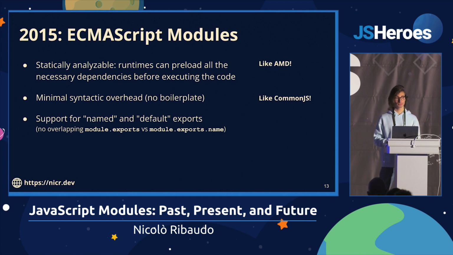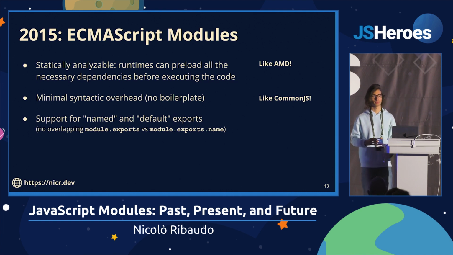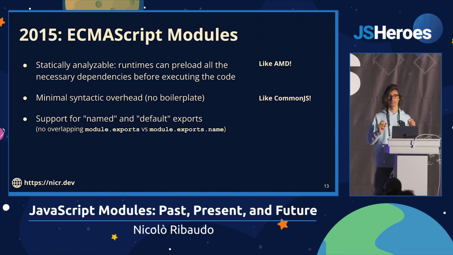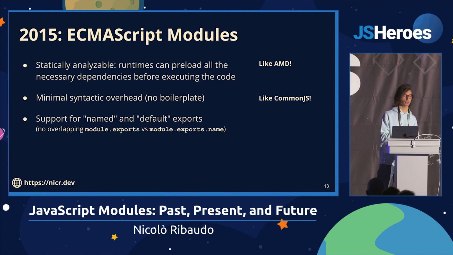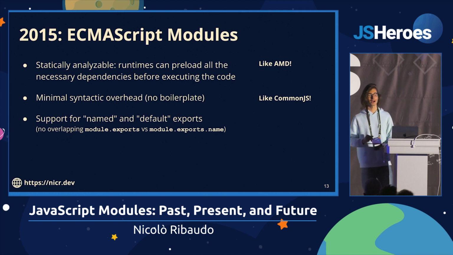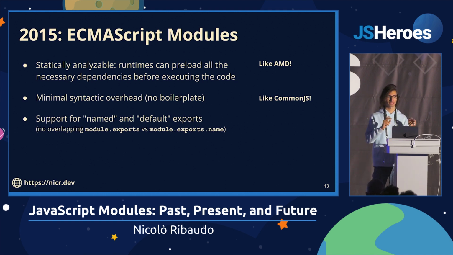One of the most important things about it is that it's statically analyzable. So exactly like in AMD, the browser can preload all the dependencies asynchronously, and then after everything's loaded, it can synchronously execute your code. However, ECMAScript modules, or ESM, do not need a wrapper function to declare dependencies somewhere else and then use them in another place. So it's more similar to CommonJS in this, as in you just have a single line of code for each dependency that you care about.